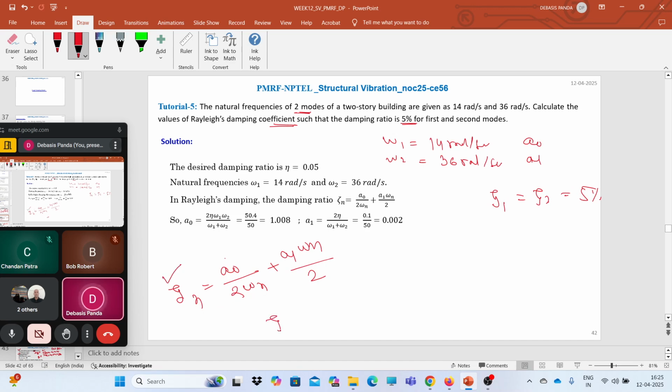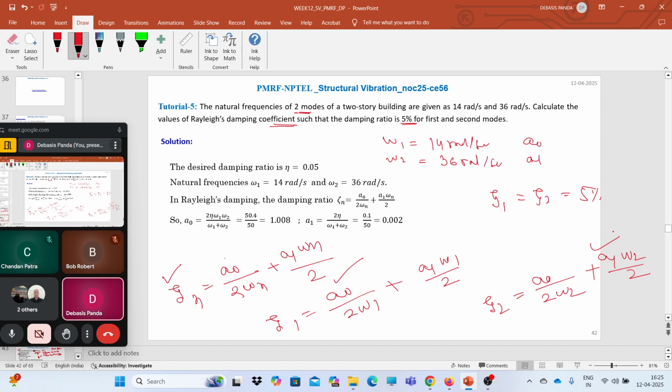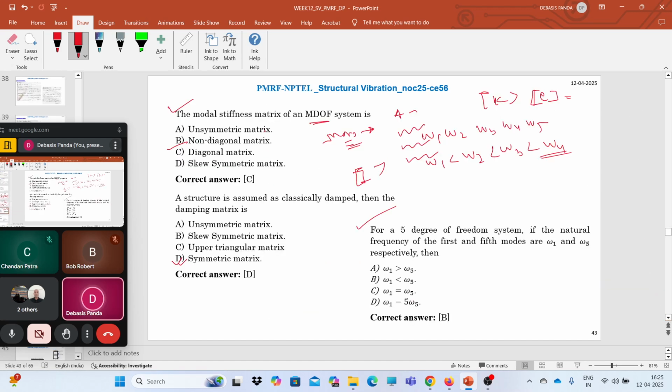For zeta 1 we need to write one equation: zeta 1 is equal to a naught by twice omega 1 plus a1 omega 1 by 2. And for zeta 2 we write the same equation, a0 by 2 omega 2 plus a1 omega 2 by 2. From these equations you can easily calculate the values of a0 and a1. Great. The classical damping matrix should be a diagonal matrix in modal coordinates, and for classical damping it should be a symmetric matrix. About the frequencies, you understood which kind of question may come.